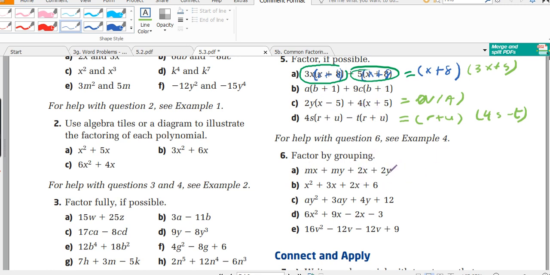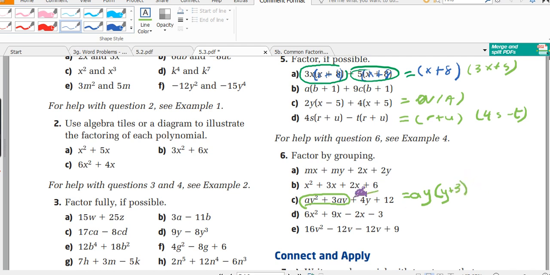So I already did A. Let me do C for you. So if you looked at C and just focused on this part, what's common in both? Well, I see an A in both. I also see a Y in both. Now what's left over in this first term? Well, I took out an A and I took out one Y, so I'm left with just a single Y. Here, I took out an A and a Y, so I'm just left with Y plus 3.